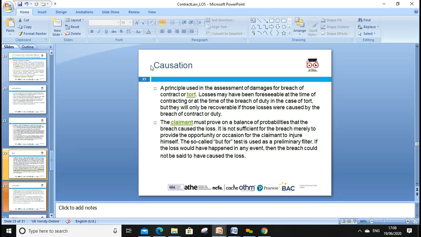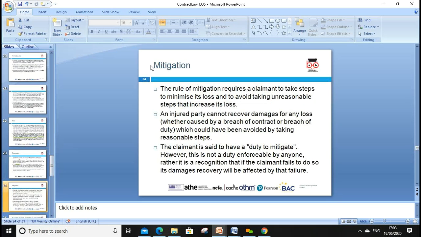If there are the chances, yes, but it does not mean you will become. They use the word probabilities, meaning this can happen. So in that we need to look around high, low risk. Mitigation: the rule of mitigation requires the claimant to take steps to minimize the loss, like earlier we said, risk and loss.